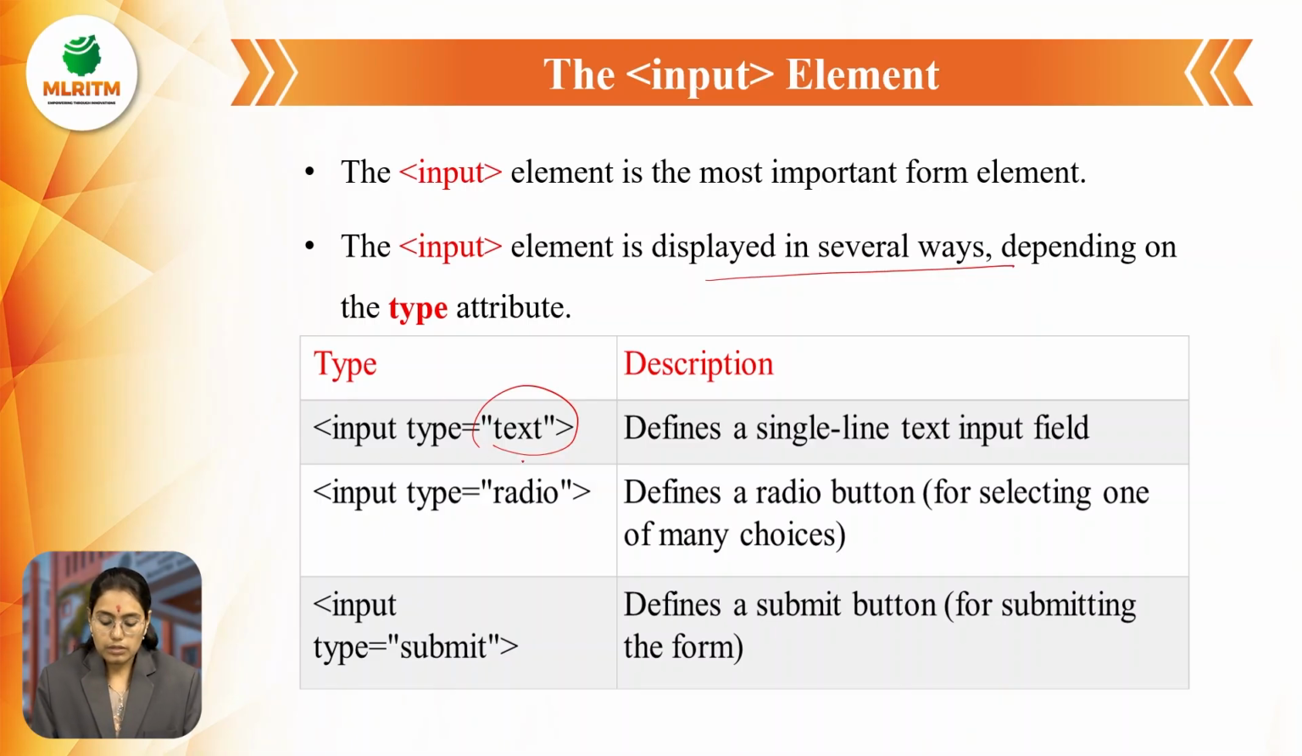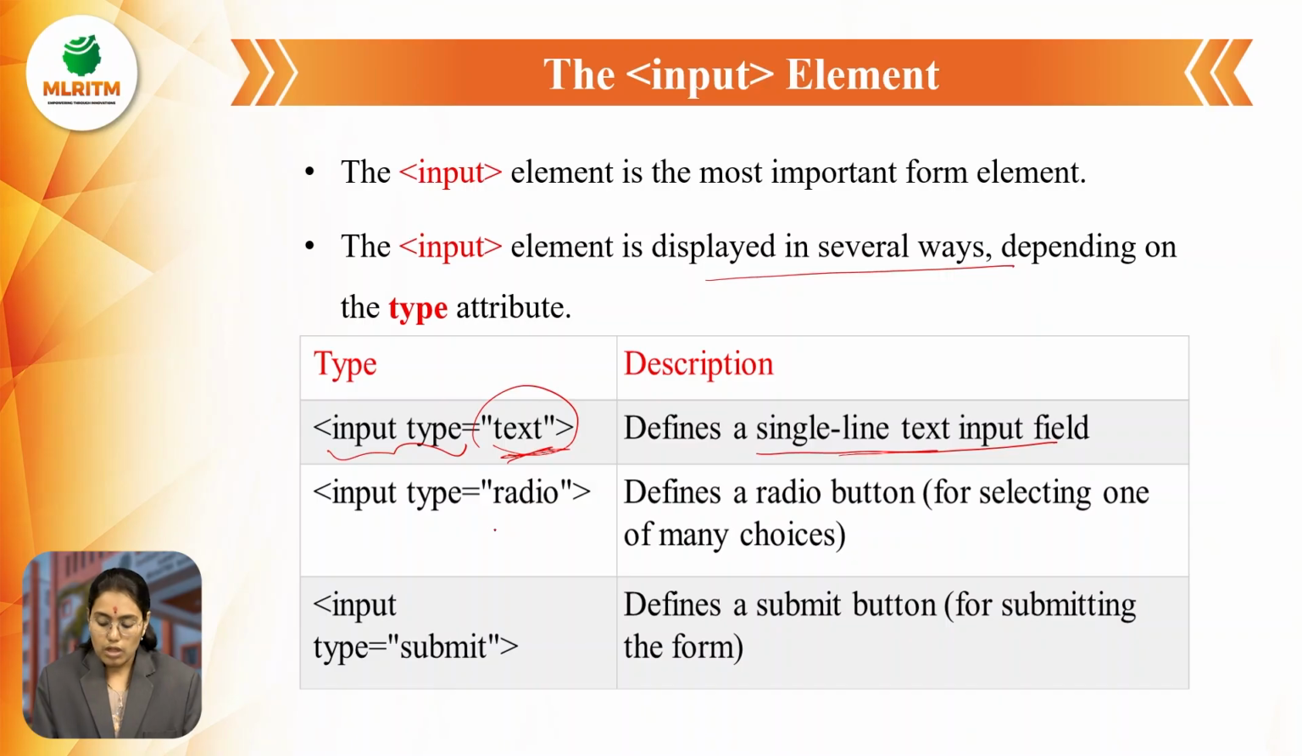Input type equal to text. Input type is whatever input the user wants to give to the form. Coming to input type equal to text, what is the description? If it is text, it defines a single line text input, like hi, hello, how are you. It is a single line text input.